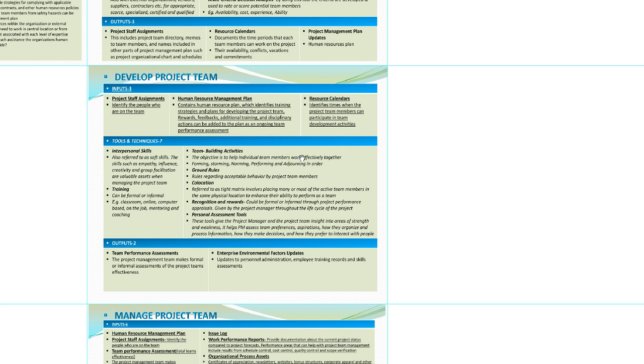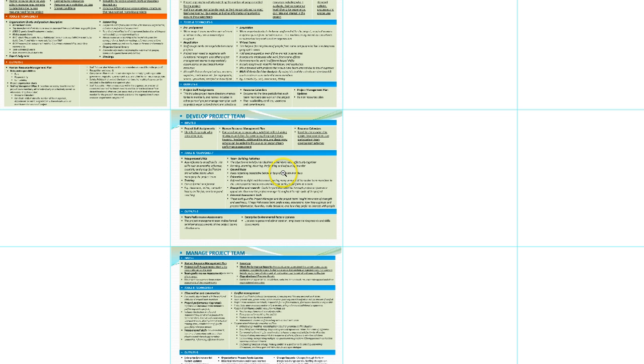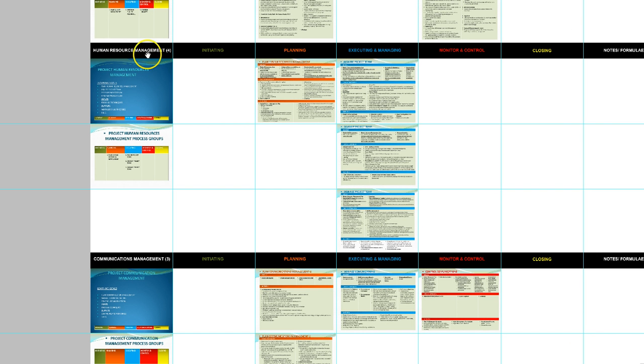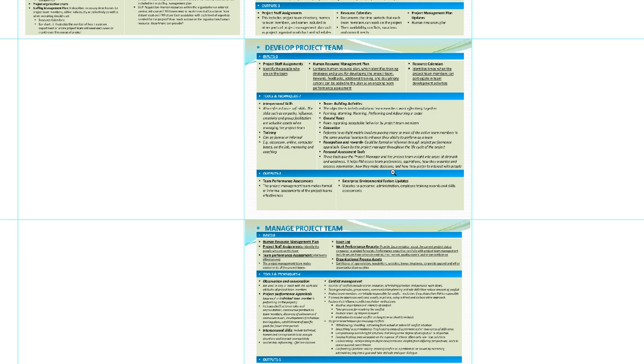Okay, so these were the 1, 2, 3, 4. These were the 4 processes in the human resource management plan. Again, 1 in planning and 3 in executing. Now again, a simple sample question for your PMP exam could be, the project manager has developed the project team. What does he have to do next? So once he has developed the project team, he has to make sure that he is managing the project team, right?